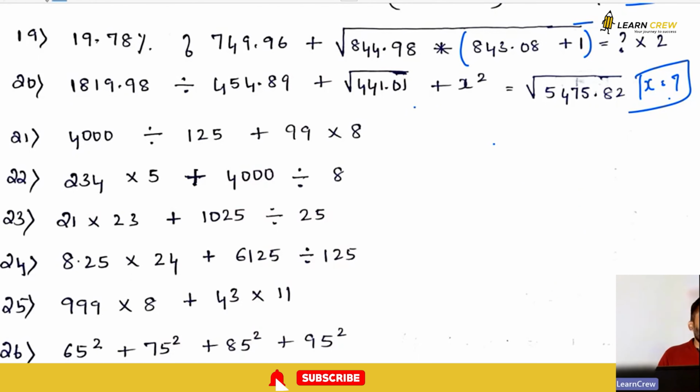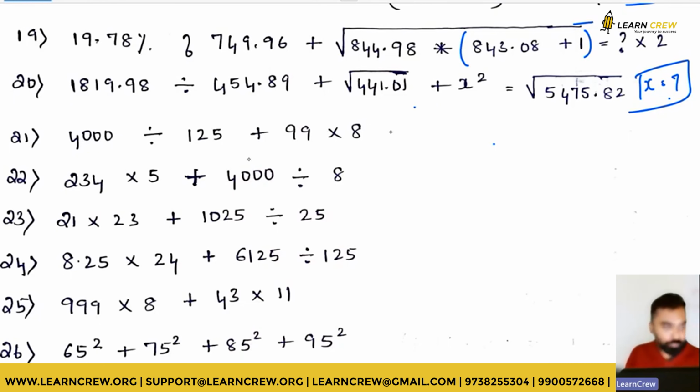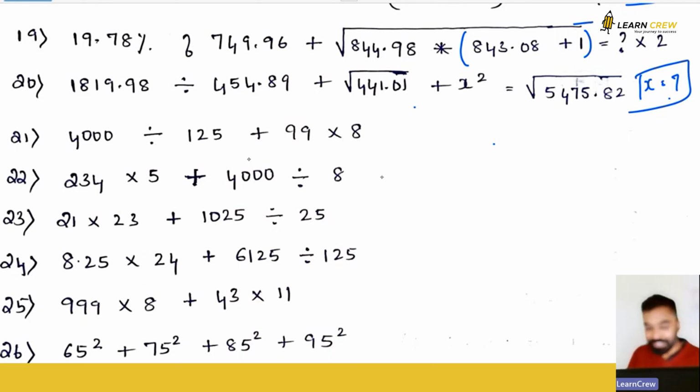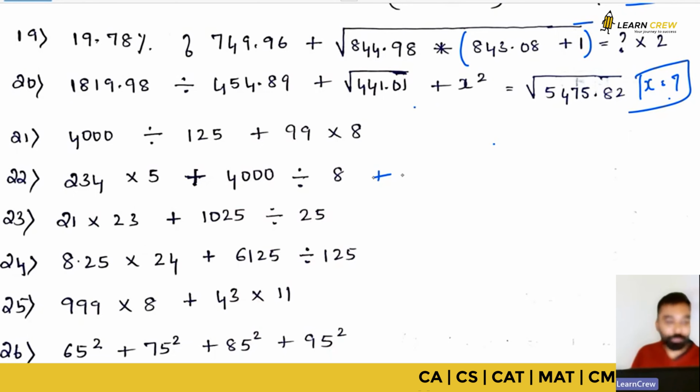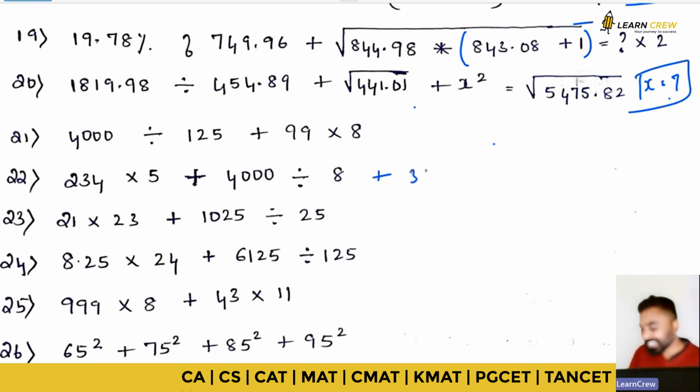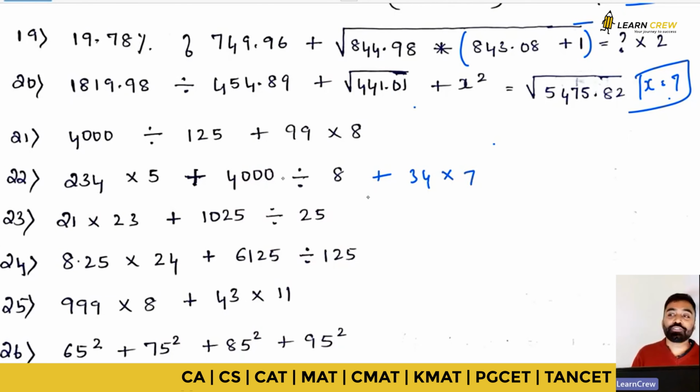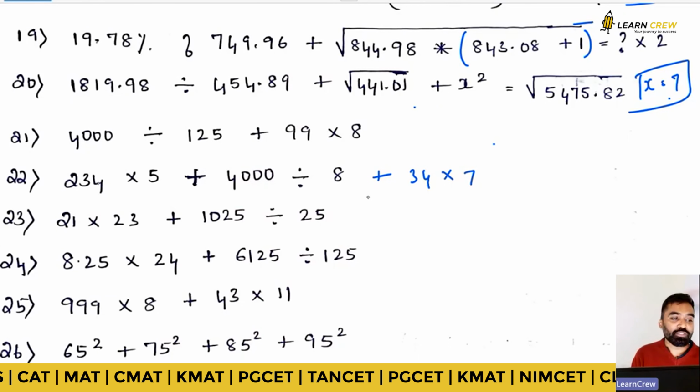Okay, how are you going to simplify the next one? 4000 divided by 8. Let me make it a bit more complicated. Why should it be a normal sum? For the 22nd, I have modified the question a bit. Just do that. What's 4000 divided by 8? 500.